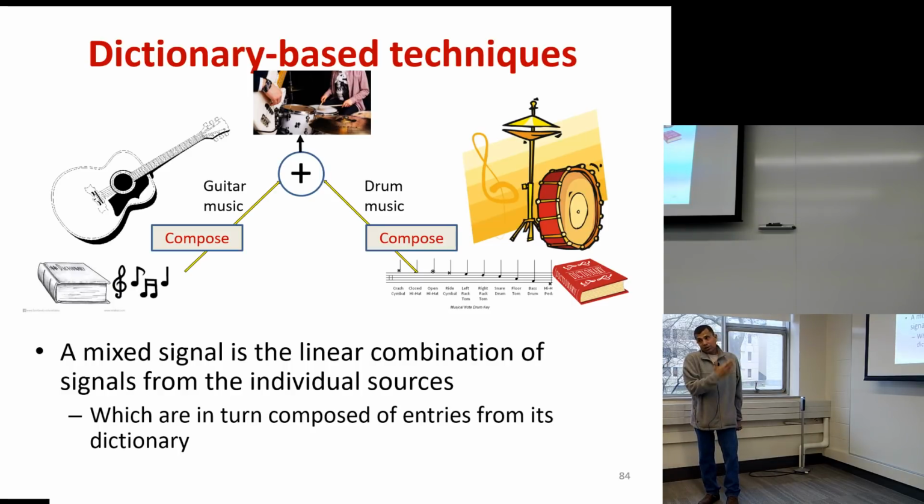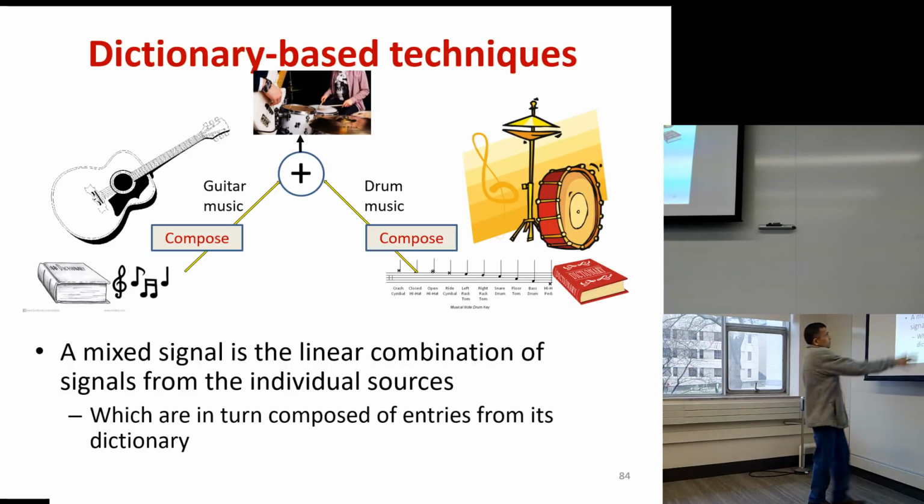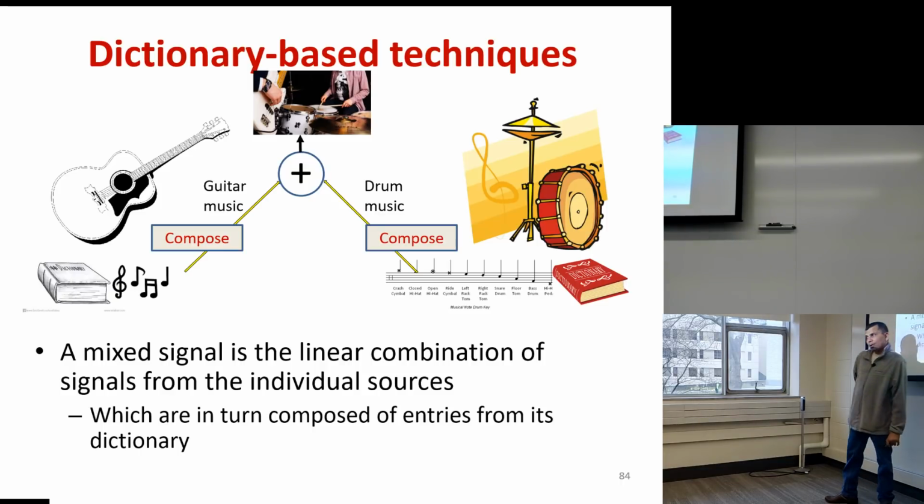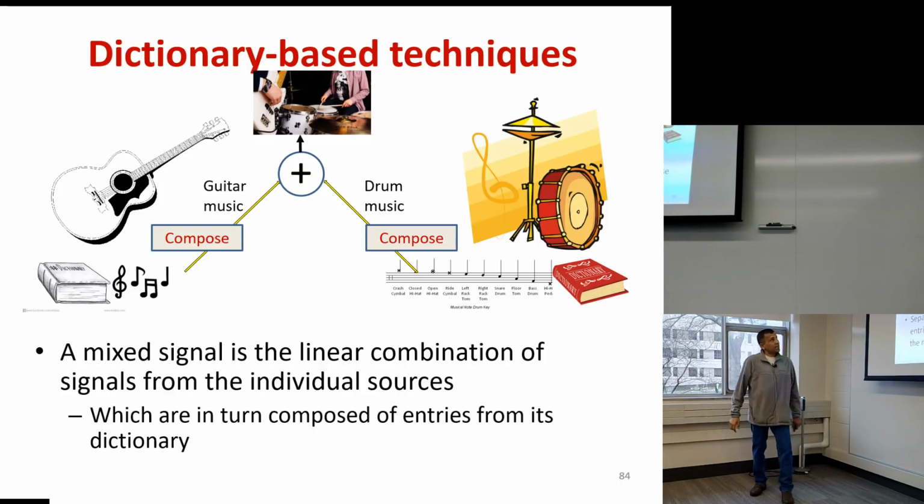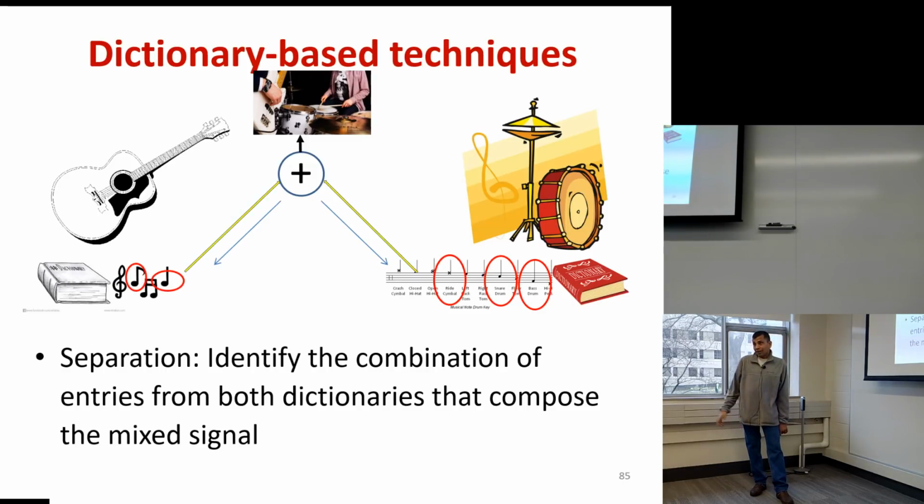So this is going to be something like this. A composition from the guitar dictionary, a composition from the drums dictionary, all added together, gave you your final music, right? So now suppose I gave you the mixed music, the final music. I can reverse the process.